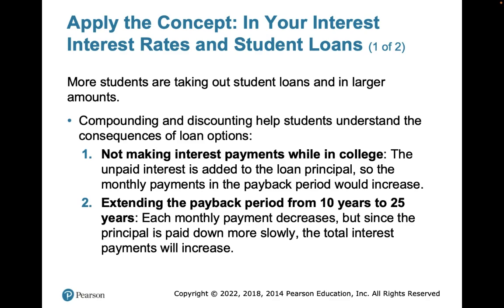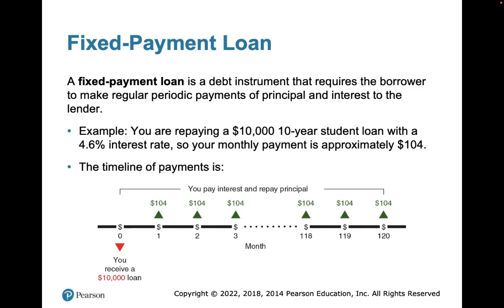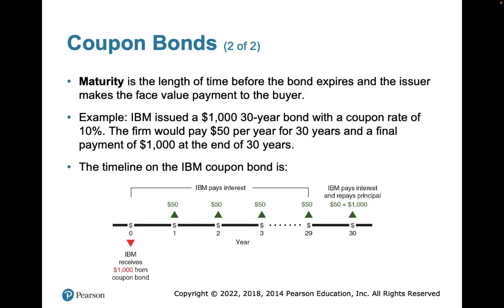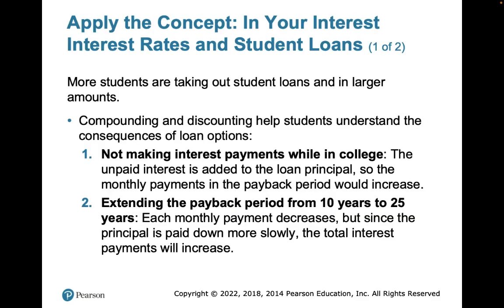Compounding and discounting help students understand the consequences of loan options. This is why, when you are admitted into school in countries that offer student loans, they make you understand how these loans work: compounding and discounting, and how you are expected to pay back. Usually they give you the options of which method you intend to make your payment by. It could be the fixed payment loan or the coupon bond.